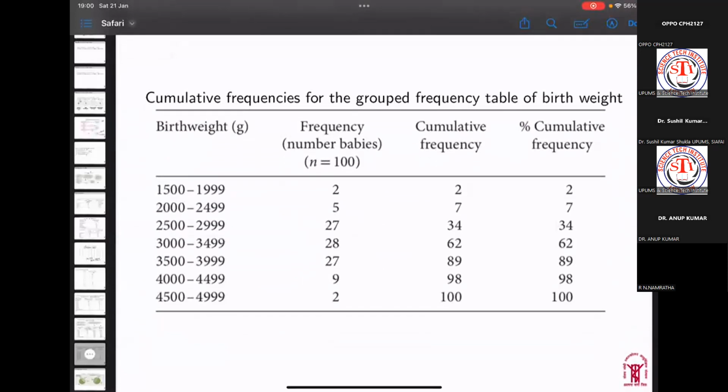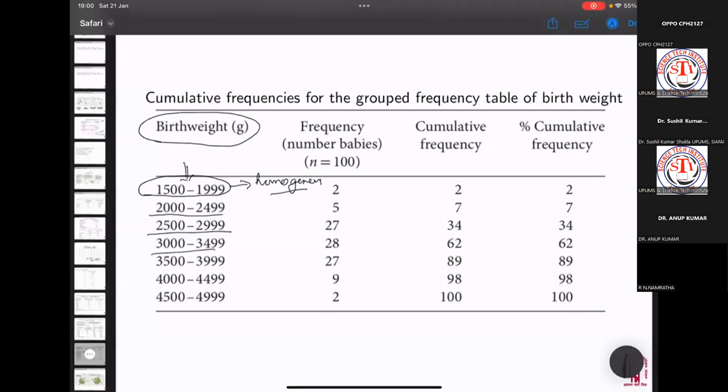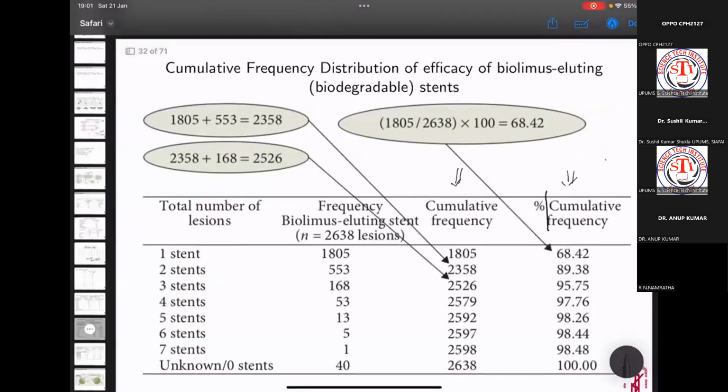Now you can look at this birth weight. Birth weight is continuous data because the possible outcomes you are not going to count on your finger. You can see it is written in class intervals. This class interval should be homogeneous, so similar kinds of children should fall into this category. This is how the class intervals are written, and how many children are born between 1500 gram to 1999 gram? Only 2 children are born like this. In this way, you can present your continuous metric data in the form of a table.